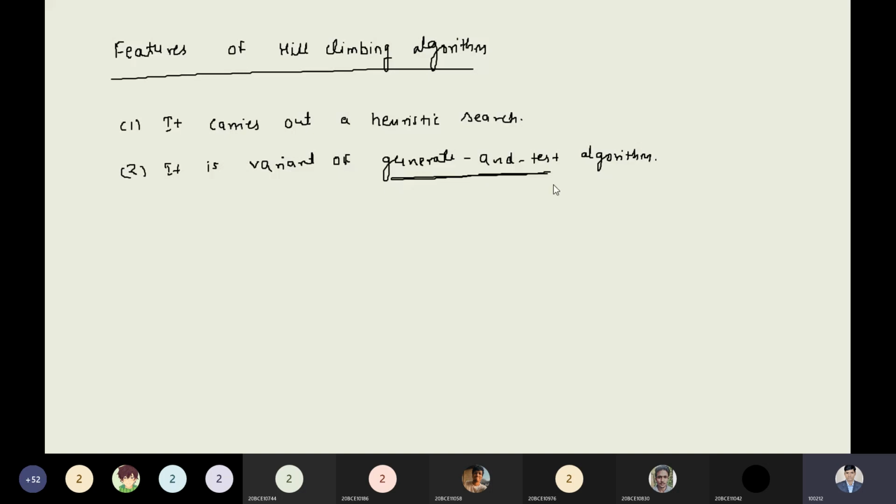I can draw its diagram, then we can easily understand the flow chart of generate and test. Let me use a different color to give my idea. Suppose I'm selecting the present solution or the current solution. And then what I will do, I will evaluate the solution.